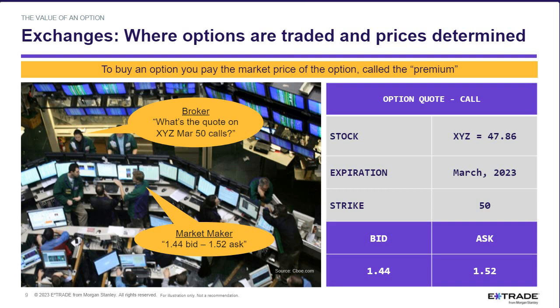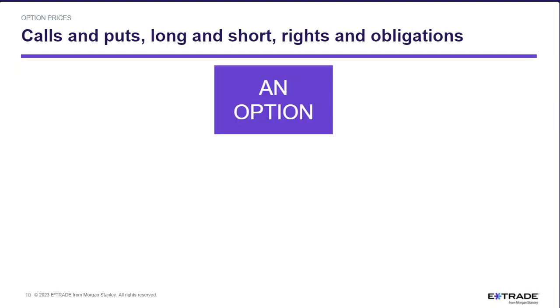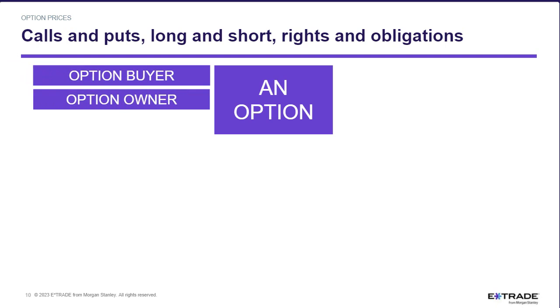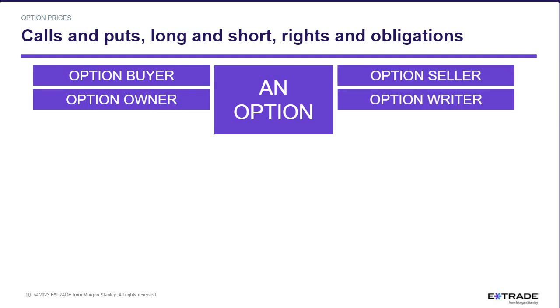I'm having a little slide problem. Let me move. All right. So here, we're going to go back to the terms of rights and obligations, calls and puts, and then I'm going to introduce this idea of long and short. First, we have this option that trades on this exchange. Someone who buys that option is said to own that option. The other side of that trade is someone who has sold the option. Every purchase of an option is being sold by someone. That option seller is said to be the option writer.